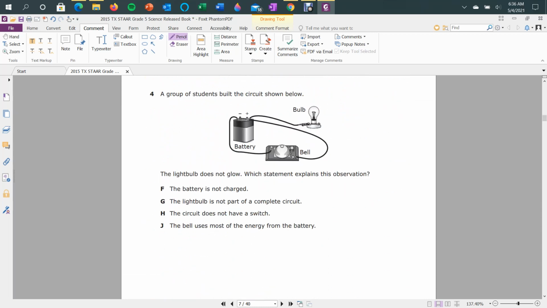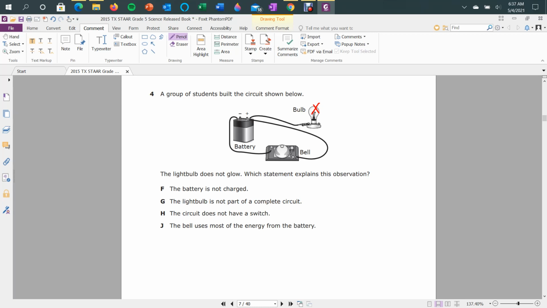Ooh, circuits. We like circuits. A group of students built the circuit shown below. Okay. The light bulb does not glow. So we know it's not working. So we just put an X there saying it's not working. Okay. So which statement explains this observation?